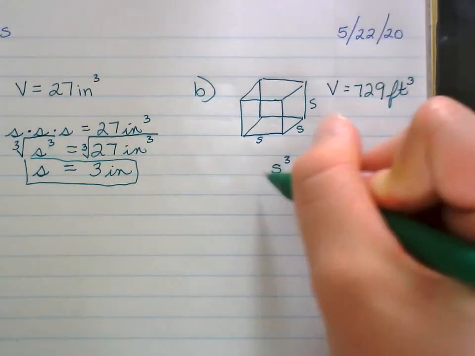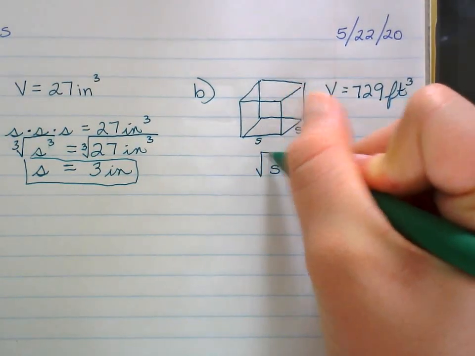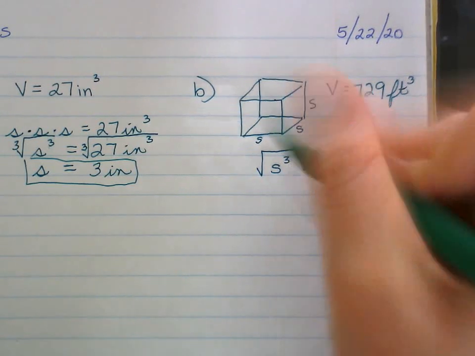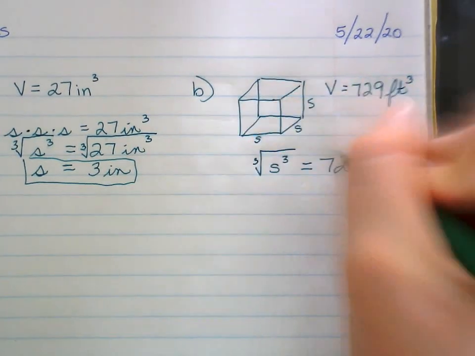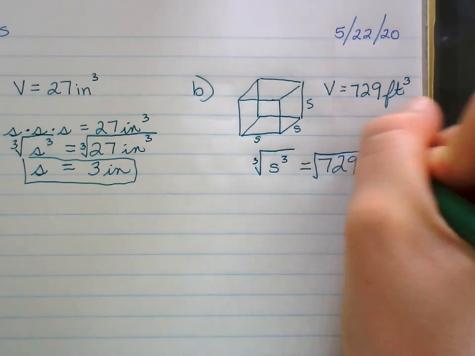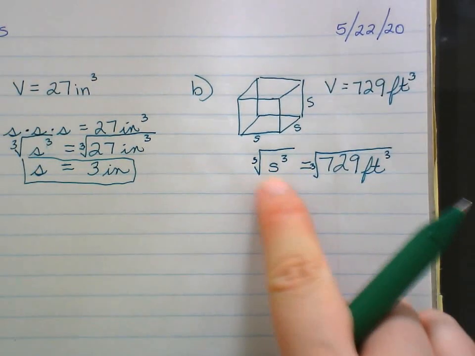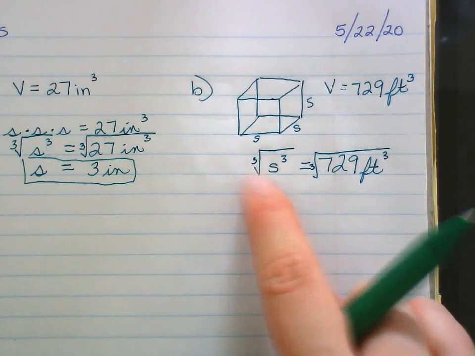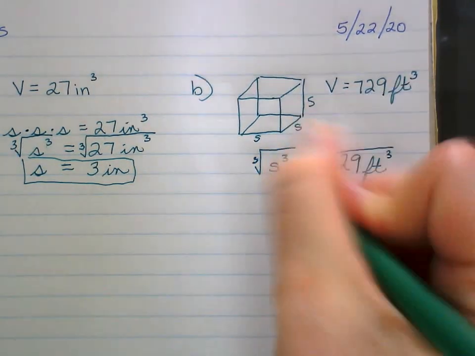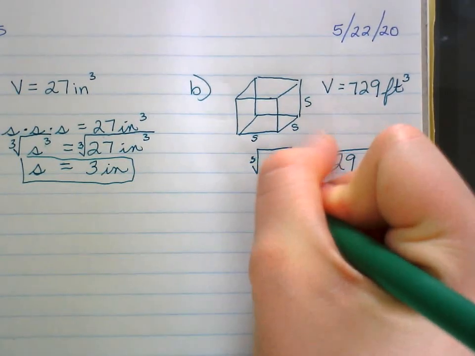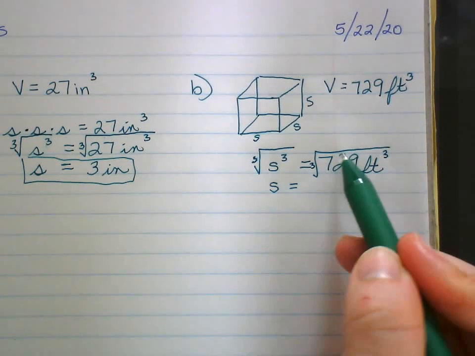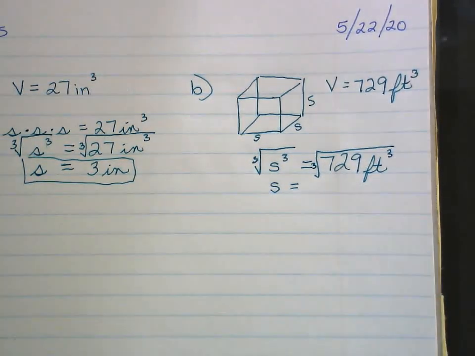So what you do is you take the cube root, not the square root, the cube root, because it's cubed. The exponent's a 3, so you have to take the cube root of each side. The radical with the 3, the cube root, and the exponent of 3 cancel out, and it just leaves us with the s, side length. And now we have to do it to the other side.